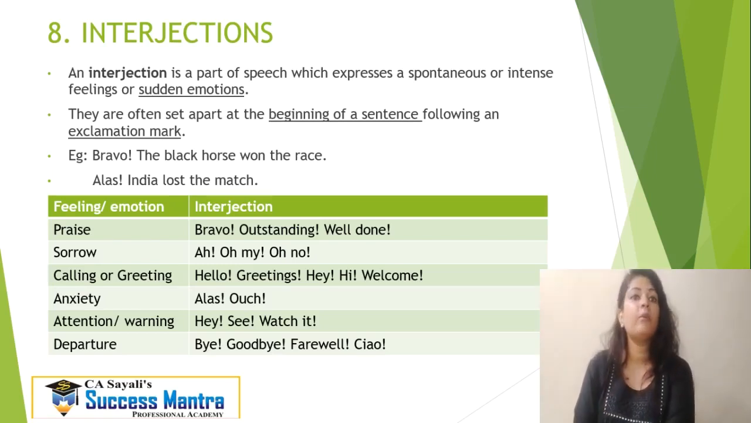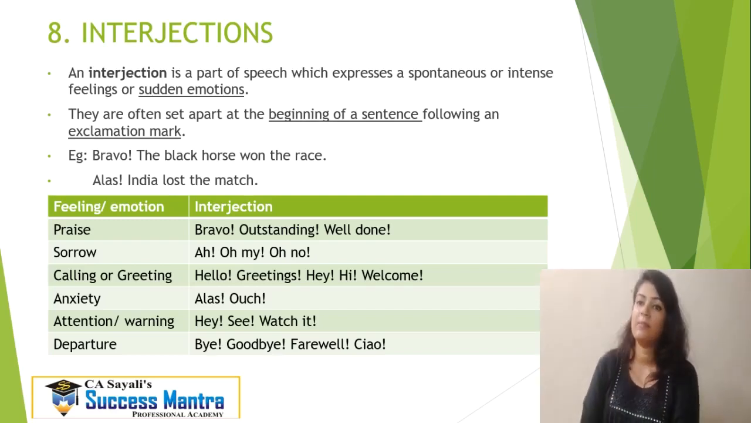Okay, for example अगर मैं बोलती हूँ, okay, bravo, the black horse won the race. तो bravo जो word है, this is depicting my intense emotion. This is depicting that I am praising the black horse, saying that bravo, the black horse has won the race. Another example of an interjection is alas, India lost the match. तो alas जो है, it is depicting my anxiety, it is depicting my worry, it is depicting that I am not happy with something. So these are such words which display my intense feelings, my emotions, my spontaneous expressions that come out.